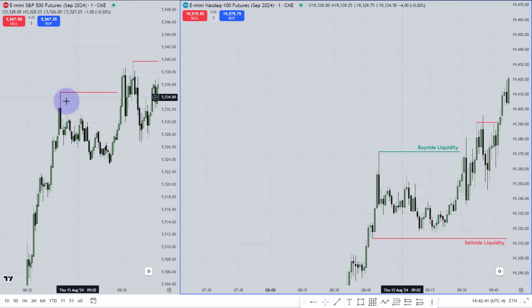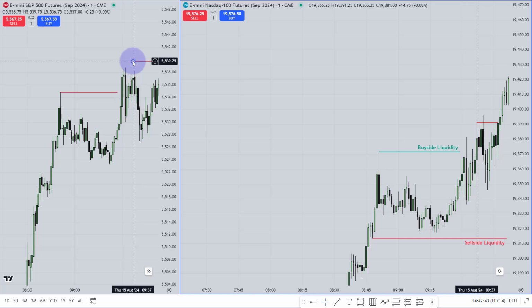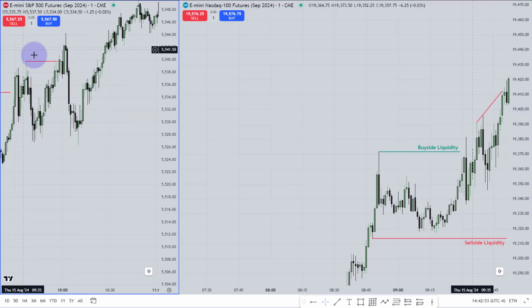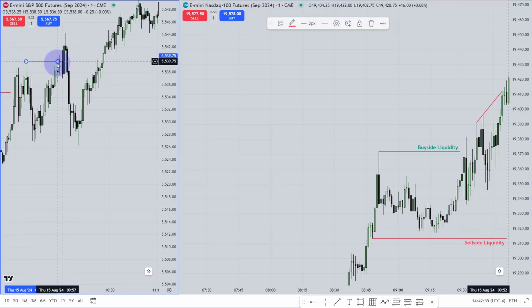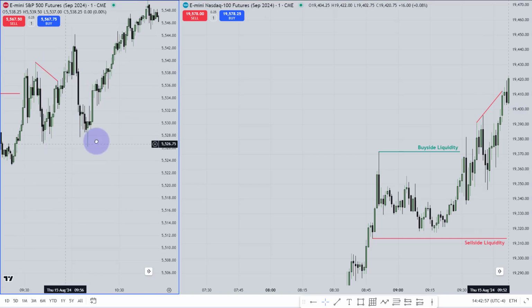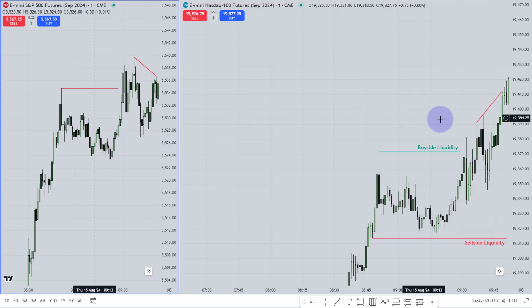This high has created 9:37. This high has created 9:37. It has taken that high, but it didn't take that high. So that is your SMT. For example, maybe you are seeing this way, and over here you are seeing that way. You are seeing this is the SMT.